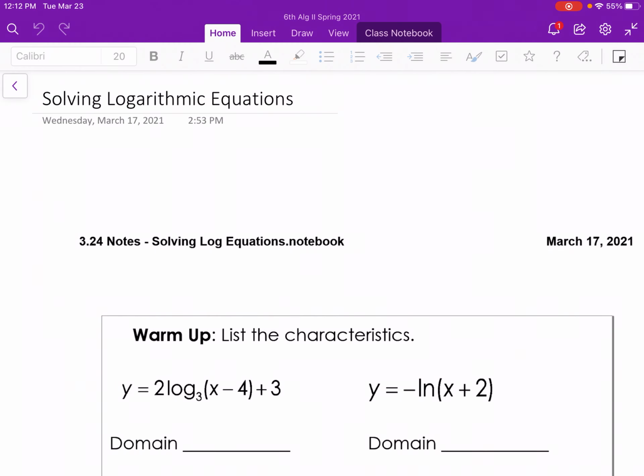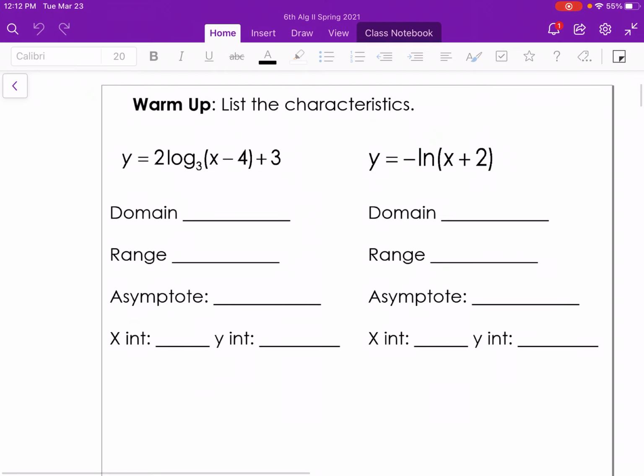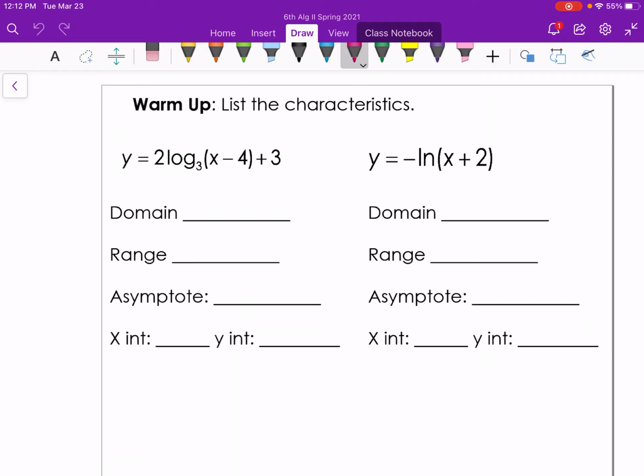Okay, today we're going to talk about solving logarithmic equations. First off, this is what we did yesterday, this warm-up here. If we were looking for the domain of this first one, 2 log base 3 of x minus 4 plus 3, remember that this has been moved to the right 4, and it has been moved up 3.